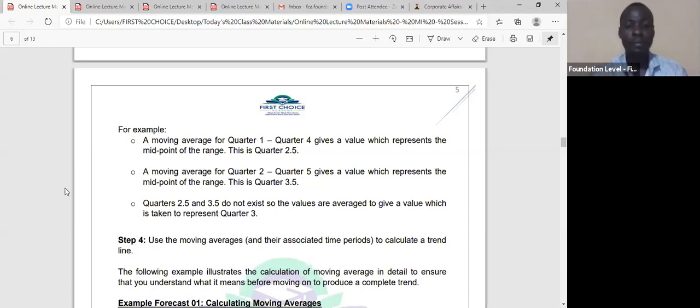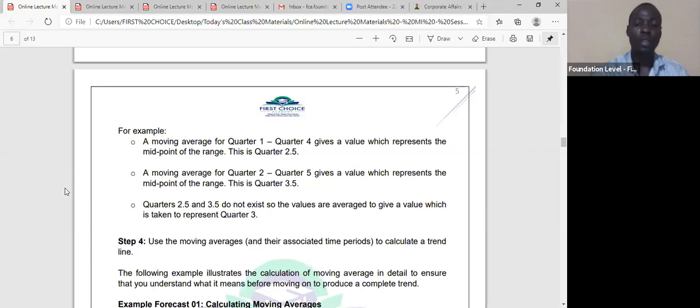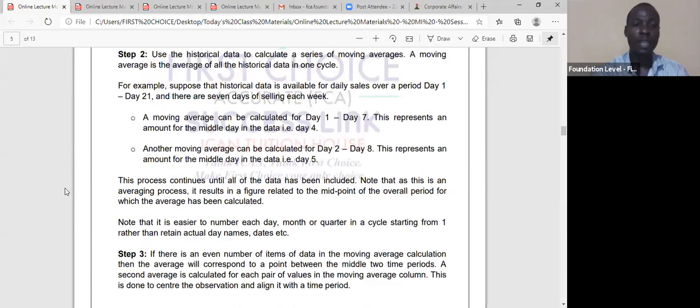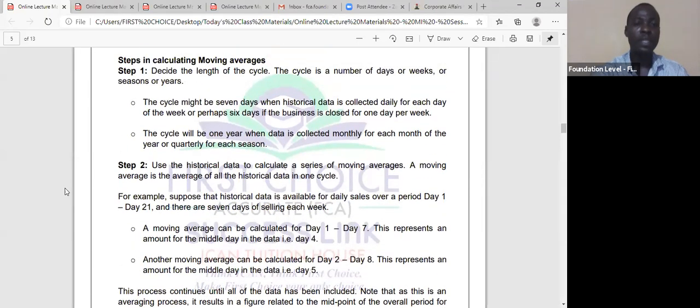Now, step 4, use the moving averages and their associated time periods to calculate a trend line. So run over the steps again. Step 1 is to determine the length of the cycle. Could be 5, an odd number, could be 4, could be 3. So the most popular in the exams, you'll be seeing 5 as in days, or you'll be seeing 4 as in quarters or weeks. So you determine which is the length.